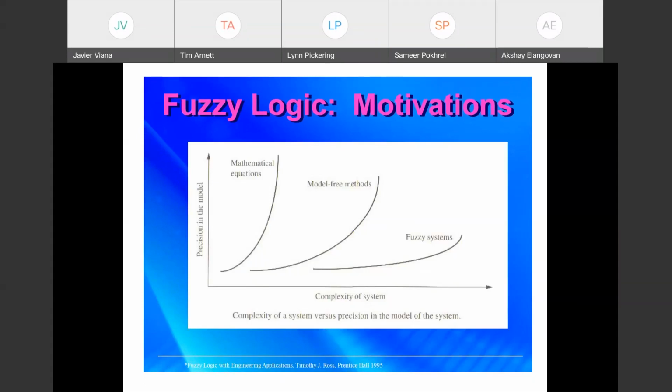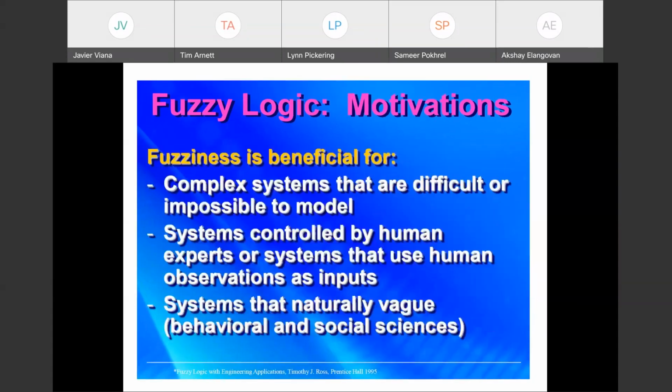So I'm actually going to skip that slide because we've already talked about precision. And again, fuzziness is beneficial for complex systems that are difficult or impossible to model, especially systems with very noisy states, and those distributions are hard to model. Systems controlled by human experts or systems that use human observations as inputs. Humans deal in natural language, which is extremely vague most of the time and messy, and that is where fuzzy thrives, still combining those, if necessary, with actual numerical values.